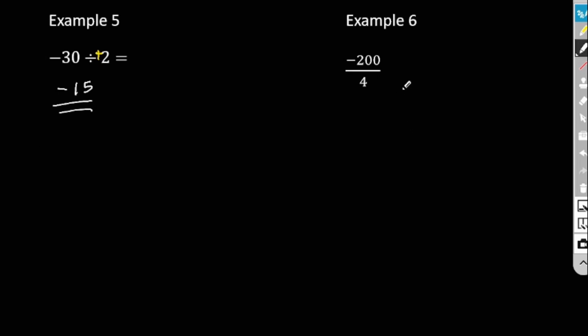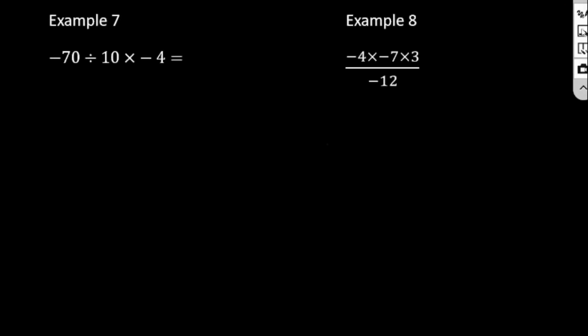Moving on to example 6, we have negative 200 over 4. There is a positive here, it's only that you don't write it. And we are told to simplify. So in this case, work out the signs first. A negative divided by a positive is going to give us a negative. Then we can simplify the constants, 200 by 4, which is 50. So the final answer there will be equal to negative 50.